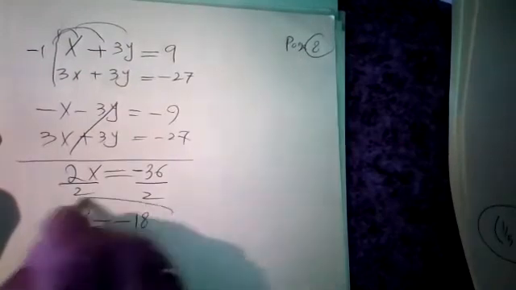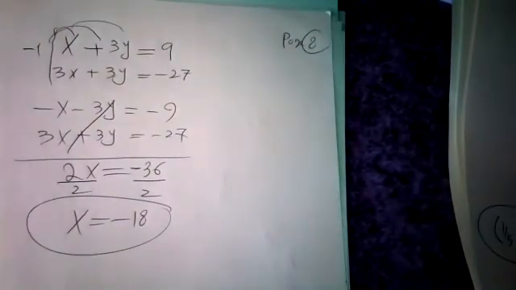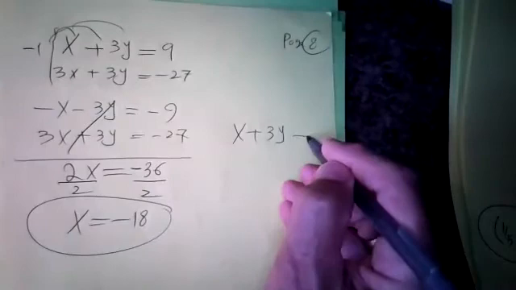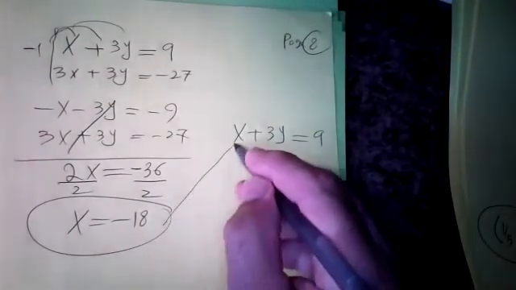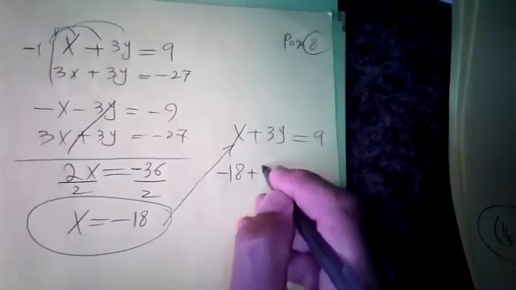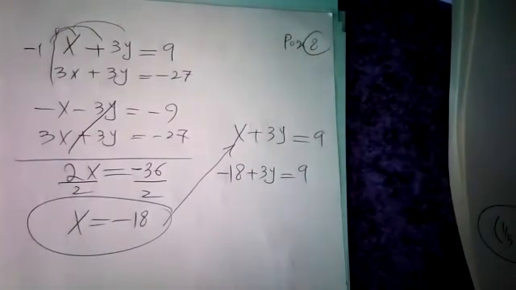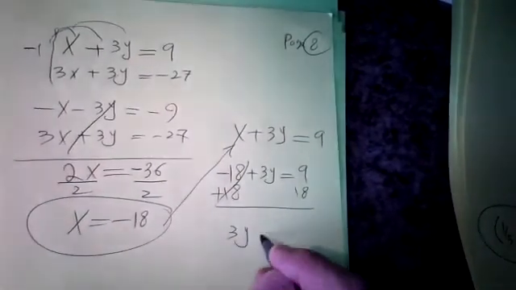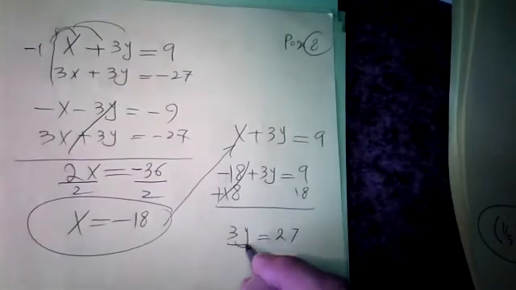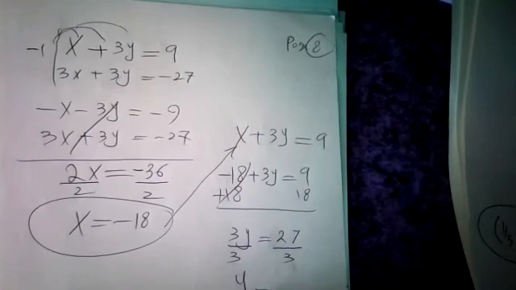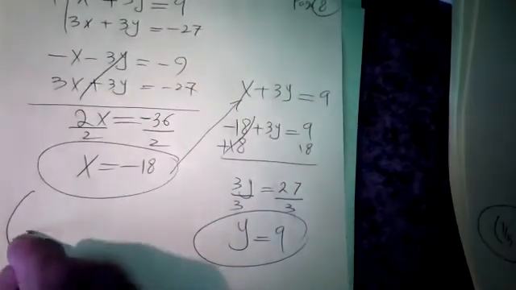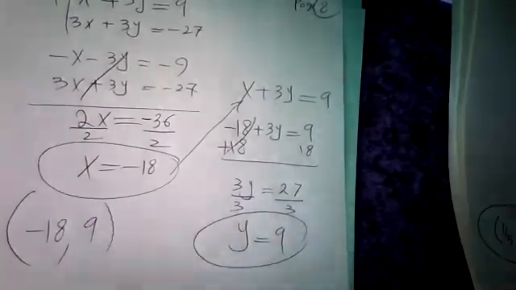X is -18. And if I want to use the substitution method, I have x plus 3y equal to 9. I'll take this x and I'll substitute here. 3y is 27, and y is 9. So the point of intersection is -18 and 9.